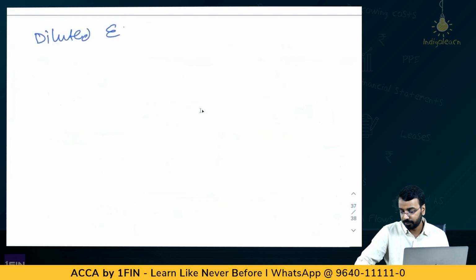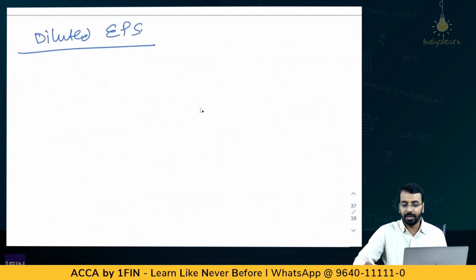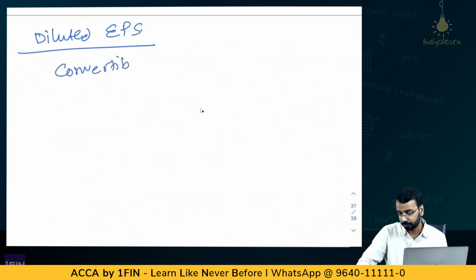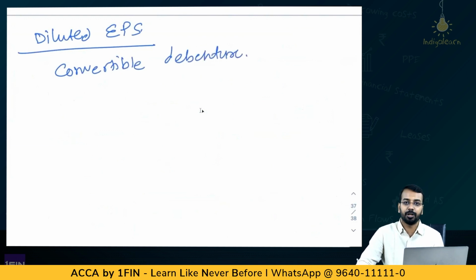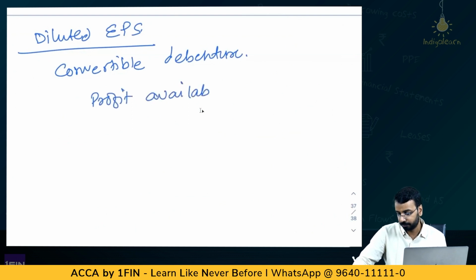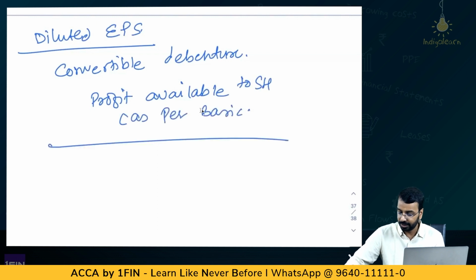diluted EPS. So, in diluted EPS, there could be something like a convertible debenture or a convertible preference share. So, what happens is you have profit available to shareholders. This is as per basic computation. Okay, and you divide it by the weighted average number of shares outstanding.